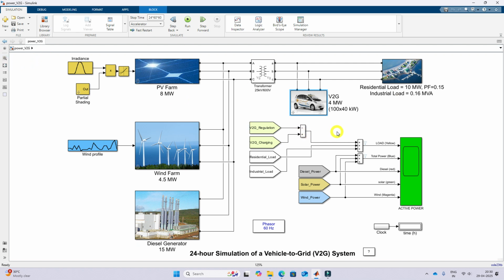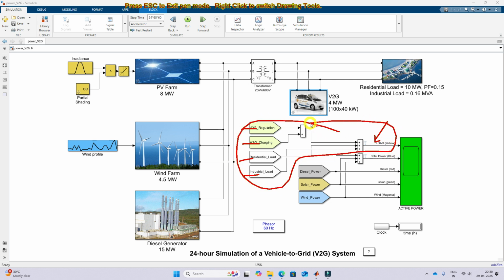So here you see that, we are measuring V2G regulation, V2G charging, and then here we are measuring residential load and industrial load. That means it will act as a load point. Load in the sense that here we have industrial load as well as residential load, and this car also can act as a load when it is taking charge from the grid. When it is supplying to the grid, then it will act as a source.